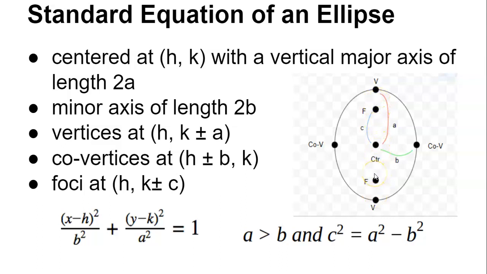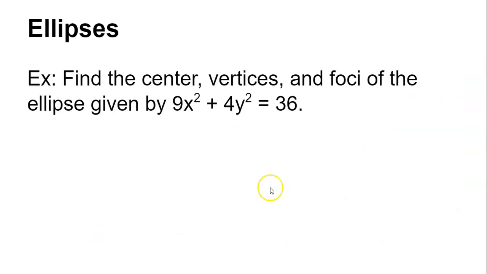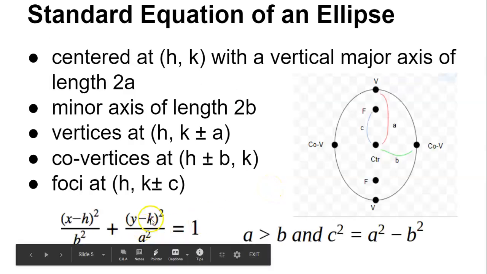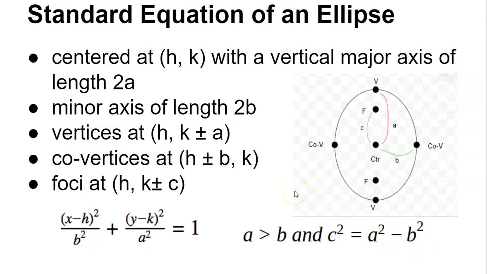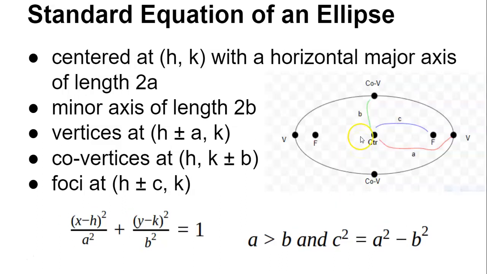Now, if your football's sitting on a tee, standing vertical, a is bigger than b, as it was in the prior case, and so the a part here is in the y direction, so it's going to go underneath the y part. Everything else is pretty much the same. It's still a is bigger than b, and c squared equals a squared minus b squared. So you're going to want to know from your information, is my ellipse vertical like you see here, or is it horizontal? Then everything else can be found.